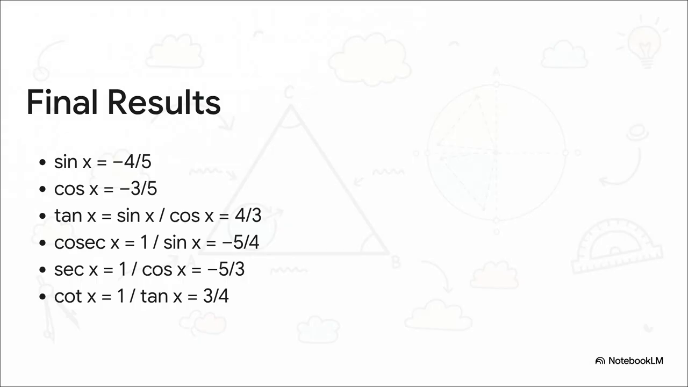And now that we have sine and cosine, the rest is a total cakewalk. Tan x is just sine divided by cos, which gives us 4/3. And look, it's positive, just like our rule predicted. The others are just the reciprocals. Cosec x is 1 by sine, sec x is 1 by cos, and cot x is 1 by tan. And there you have it, all 5 functions found.